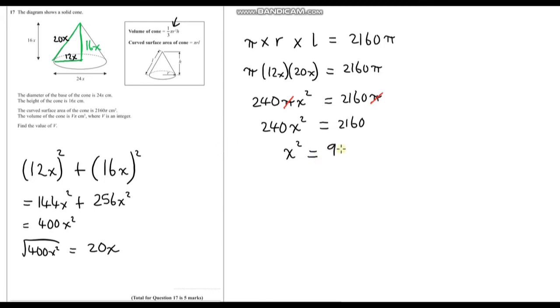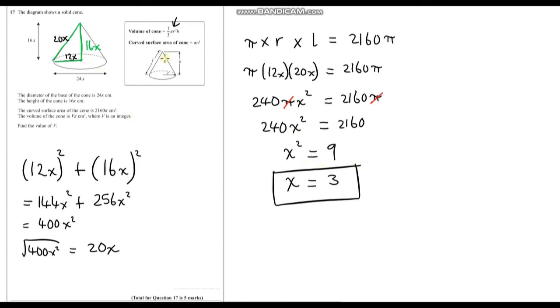So when you get an answer like 9, which is a square number, you should be quite happy that you're probably on the right track. If x squared equals 9, then x is either plus or minus 3, but in this case it's just going to be plus 3 because we can't have negative lengths. So we know that x equals 3. Let me just box that. x equals 3. So that is what x is.